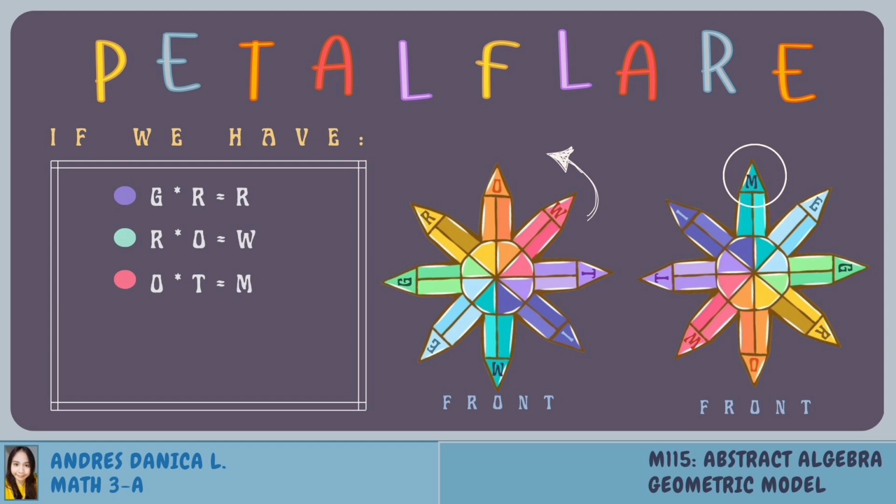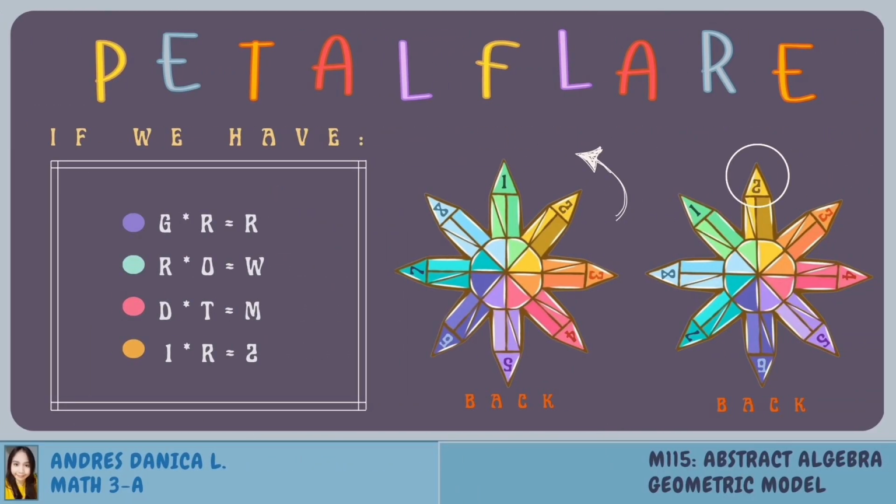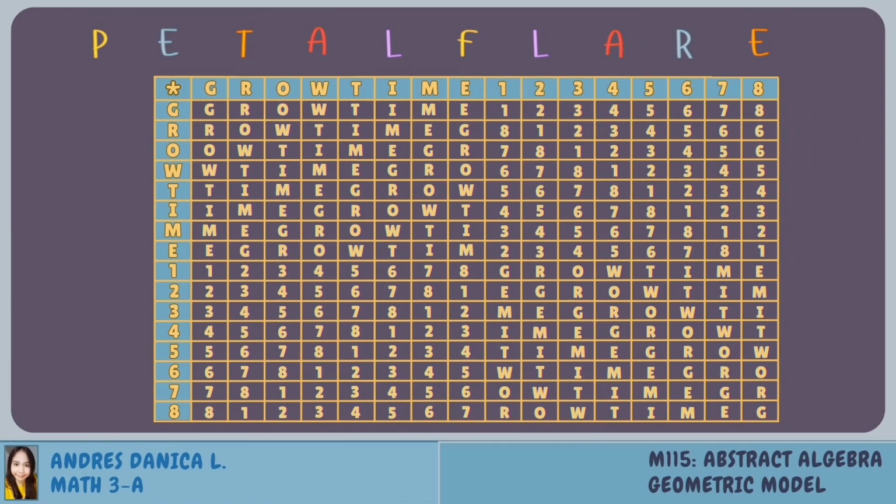So O star T is equal to M. Next, if we have 1 star R, for the first move, we flip vertically, and for the second move, we rotate 45 degrees counterclockwise, and we will get element 2. So 1 star R is equal to 2. After following the moves, these are the possible combinations.